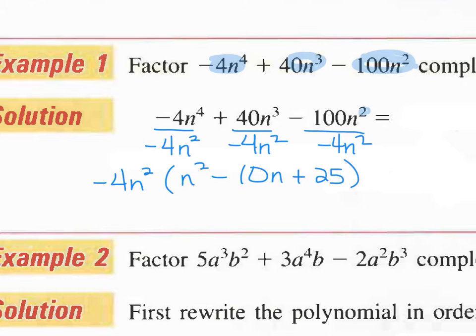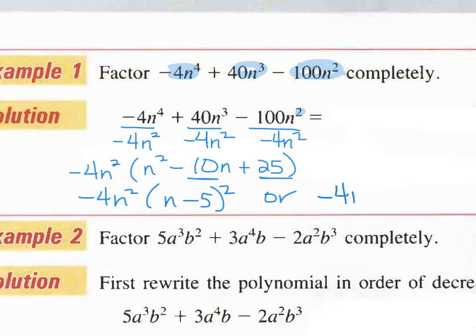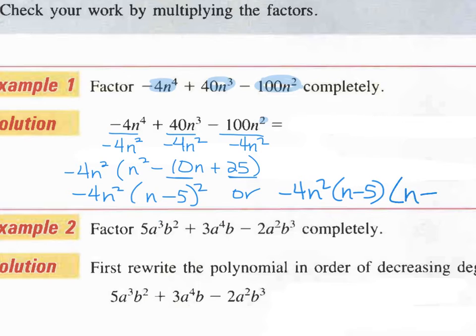I can either do it by factoring by grouping or looking for the factors of 25 that give me negative 10, or I could just do the square root. So I could either realize it's a perfect square trinomial, so this will become (n minus 5) squared, or if I said, well, what are the factors of 25 that add to give me negative 10, I could also write it out as (n minus 5)(n minus 5). Either way.